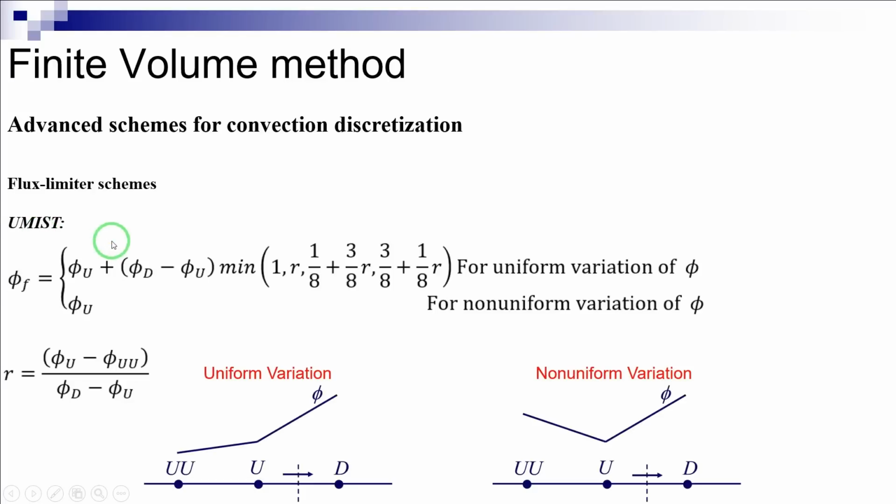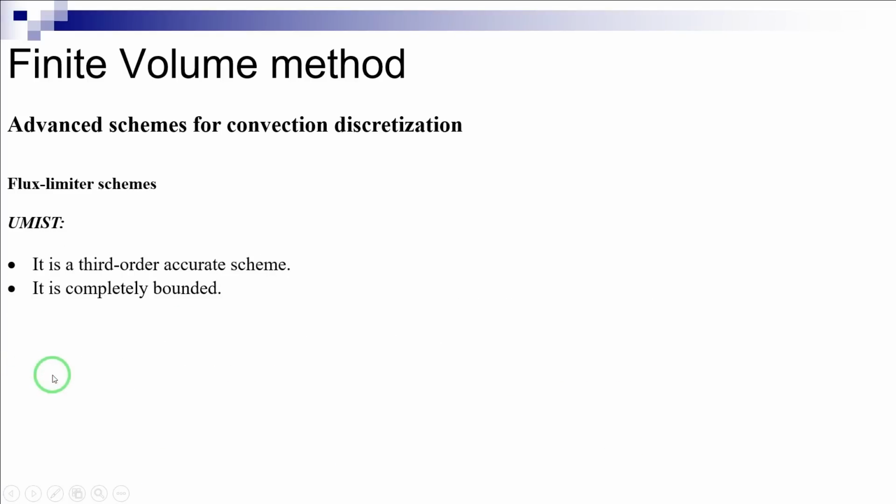UMIST. In summary, this scheme can be written as follows for uniform variation of phi and for non-uniform variation of phi where the face value of phi is equal to the value of phi at the upstream node. In other words, again, the first order Upwind estimation is used for non-uniform variation of phi. R is defined here. The summary of the evaluation of this scheme is as follows. In the whole computational domain, it is a third order accurate scheme except in the minimum and maximum points where it is first order. In general, this scheme is considered a third order scheme, and also it is completely bounded.